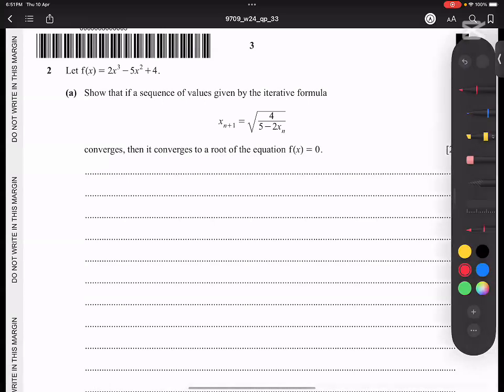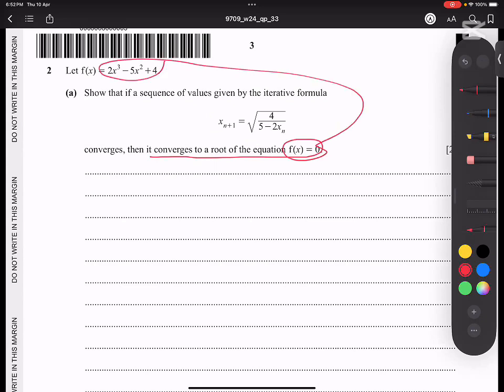Question number 2 we have. Show the sequence of the values given by the iterative formula. This iterative formula, he said it converges, then it converges to a root of the equation f of x equal to 0. So what is the way to do this kind of questions?